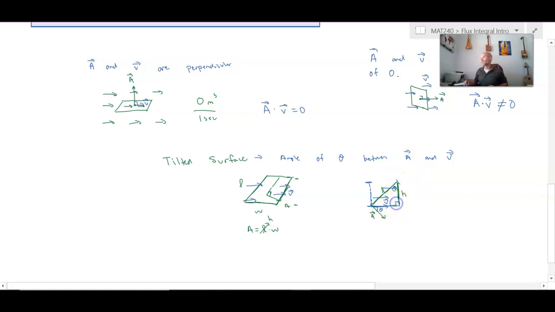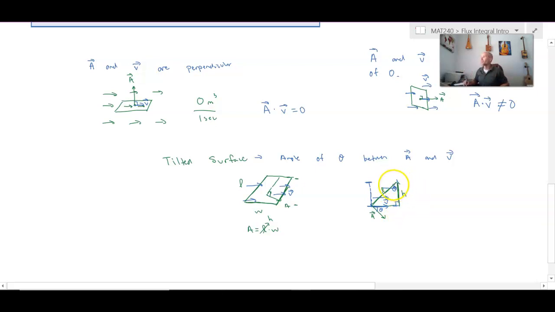A way of thinking about this is if this is a 90-degree angle, the area vector is perpendicular to the surface, so this has to add up to 90 degrees. So this right here would be 90 minus theta, and if this is 90 minus theta and this is 90, then those add up to 180 minus theta, and that leaves this as being theta, so that they add up to 180.